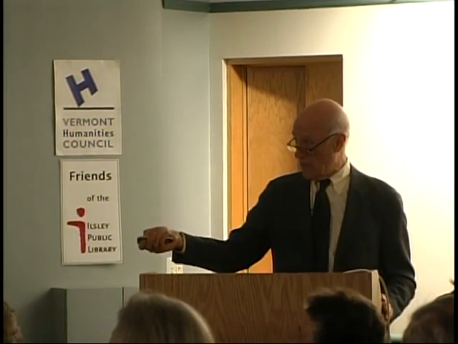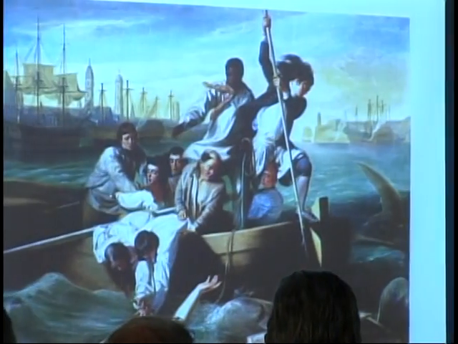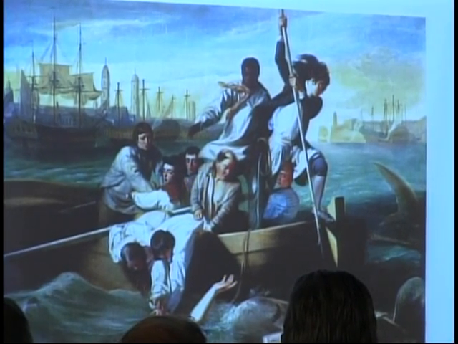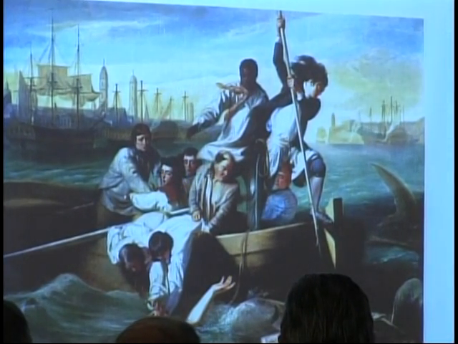So anyway, that's where the presence of the black person, we're going to look at that again in a while. We're going to look at it right here, for example. This is Copley again. This painting is called Watson and the Shark, 1778. Now this is painted in Boston Harbor, and this is either a real or an apocryphal event. We're not entirely sure of that.